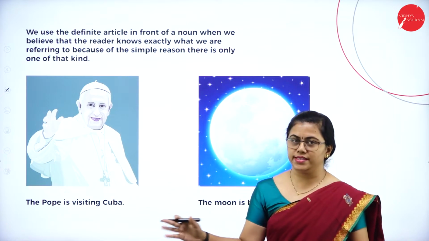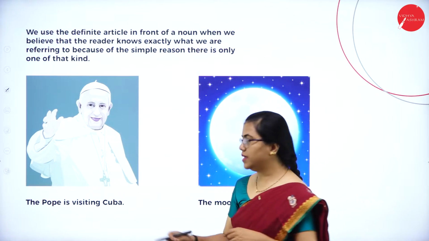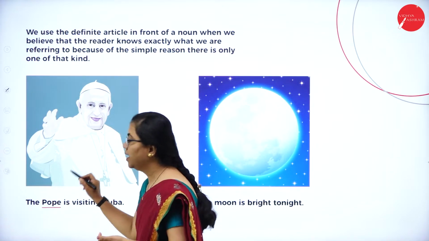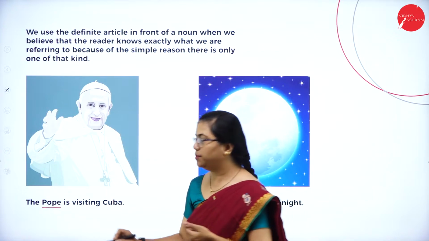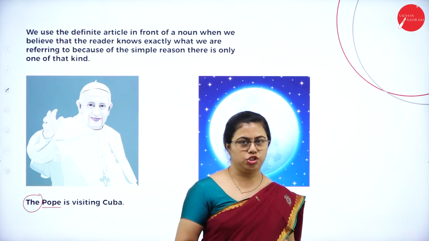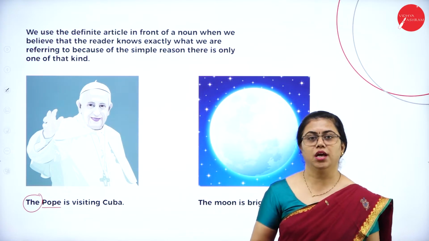Let us see a few examples over here. "The Pope is visiting Cuba." Cuba is the name of a country. Here I am referring to the Pope. The Pope is the head of the church, and I am referring to one particular person who is the head of the church. That's why I am using "The Pope is visiting Cuba."